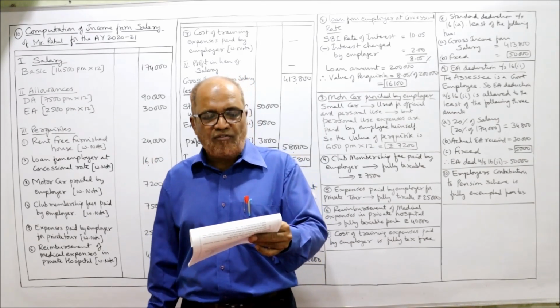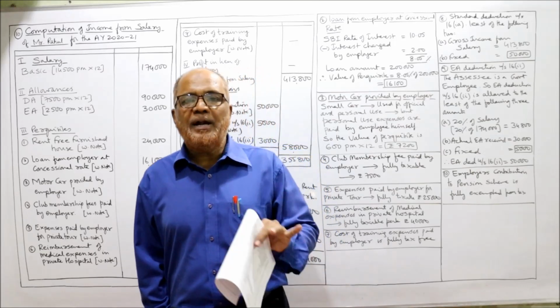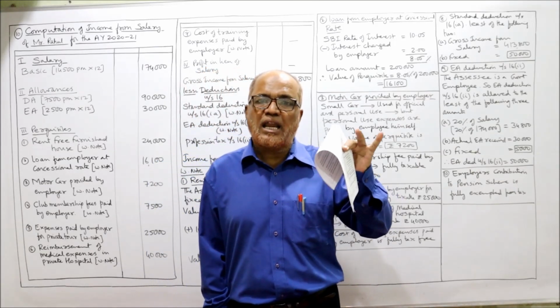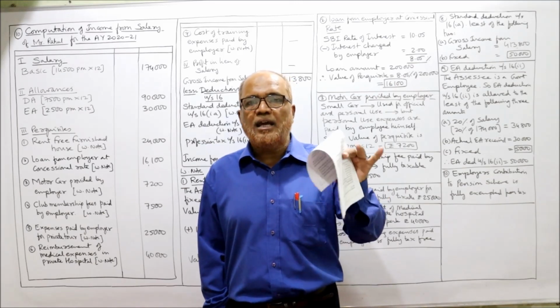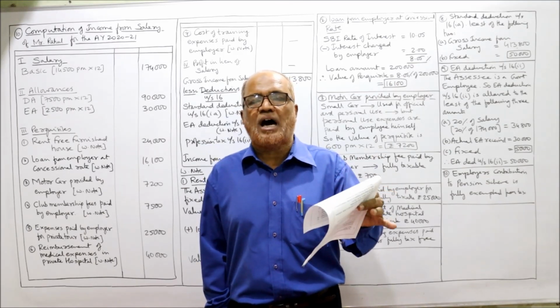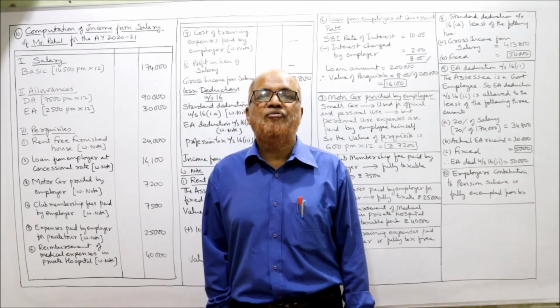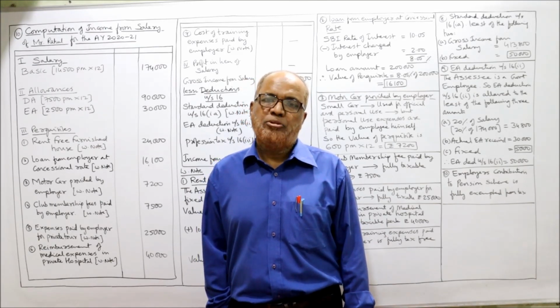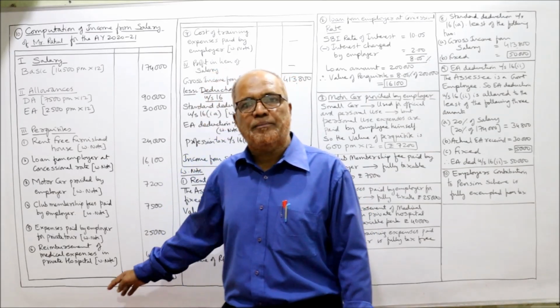And reimbursement of medical expenses in a private hospital 40,000. Medical expense incurred in a recognized hospital is tax free, whereas reimbursement of medical expense in unrecognized hospital or a private hospital is fully taxable. So reimbursement in a private hospital is fully taxable.